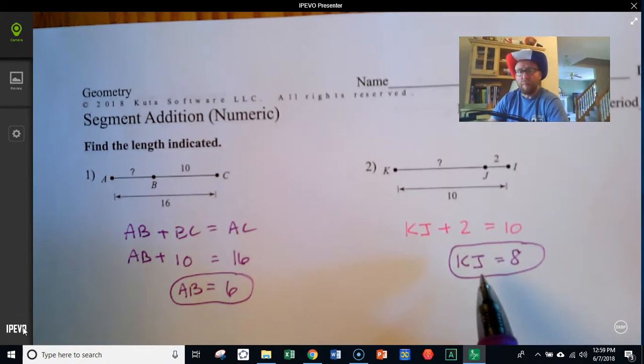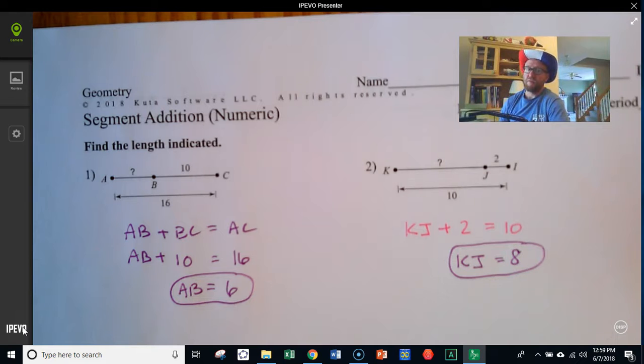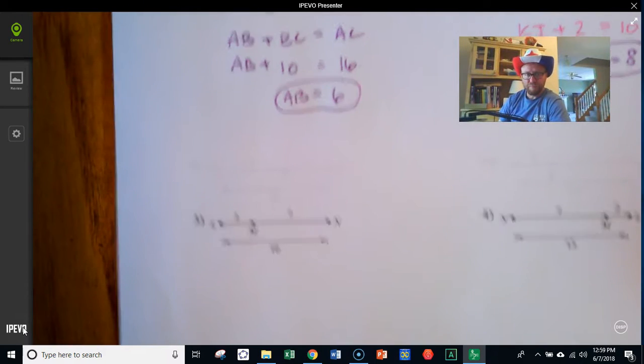Notice that I'm not putting the little segment marker above them because I'm not talking about the segments themselves. I'm talking about their lengths, the distance between the 2 points. Okay? All right, so let's take a look at a couple more here.